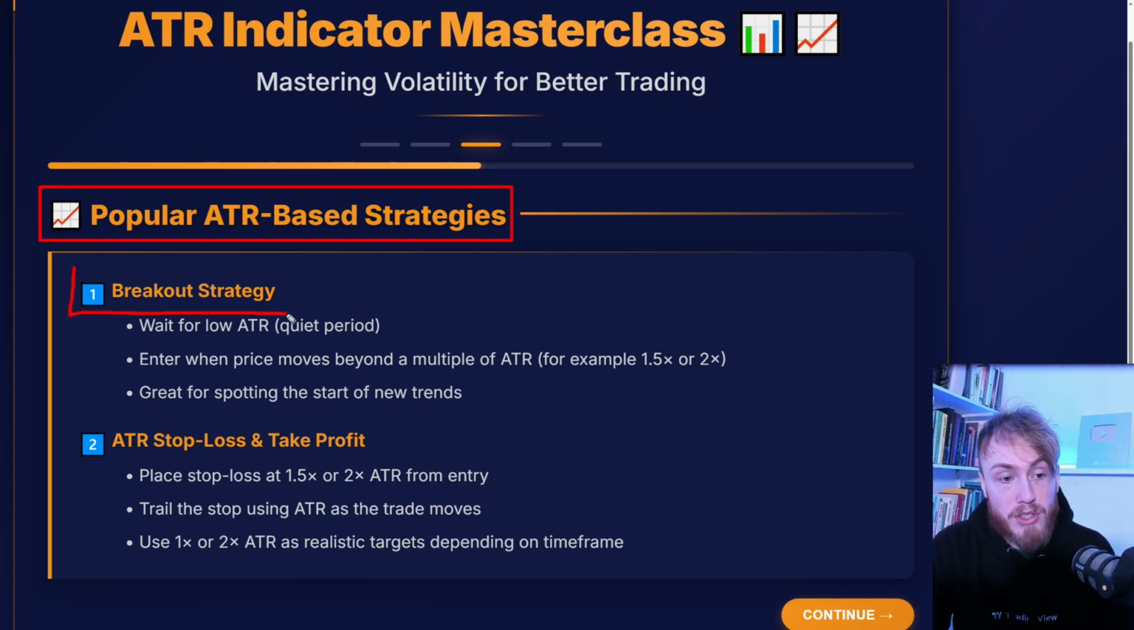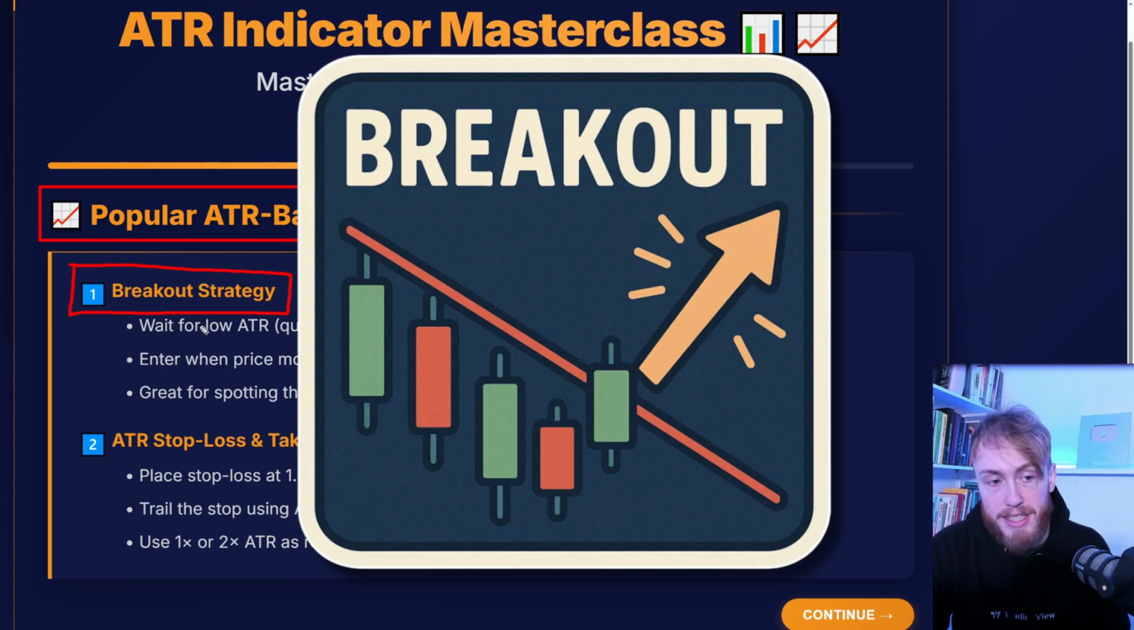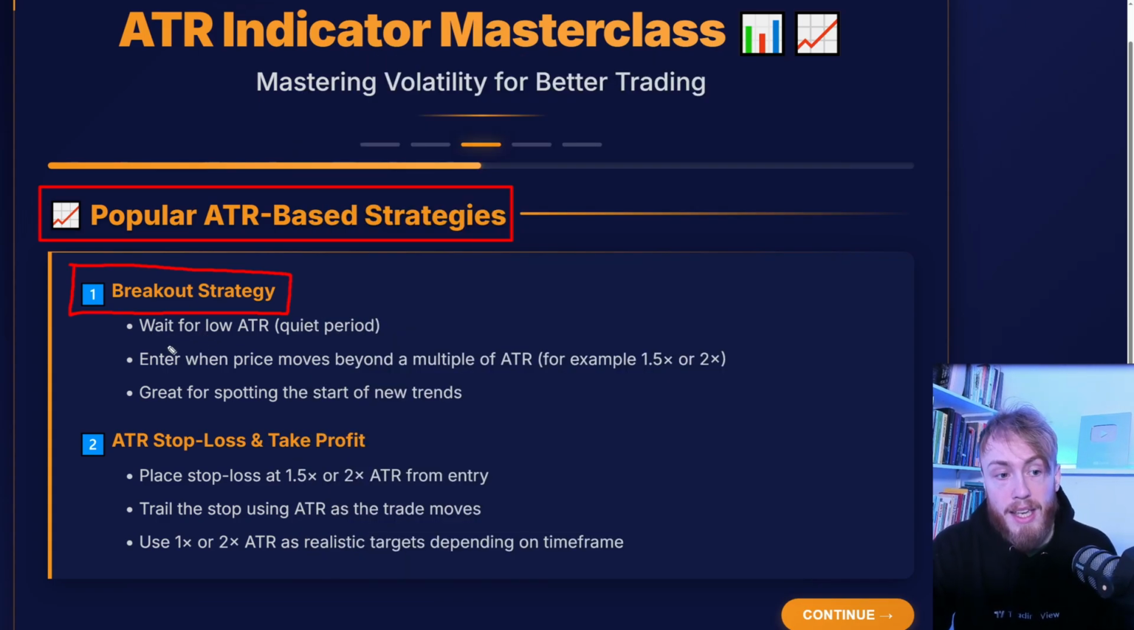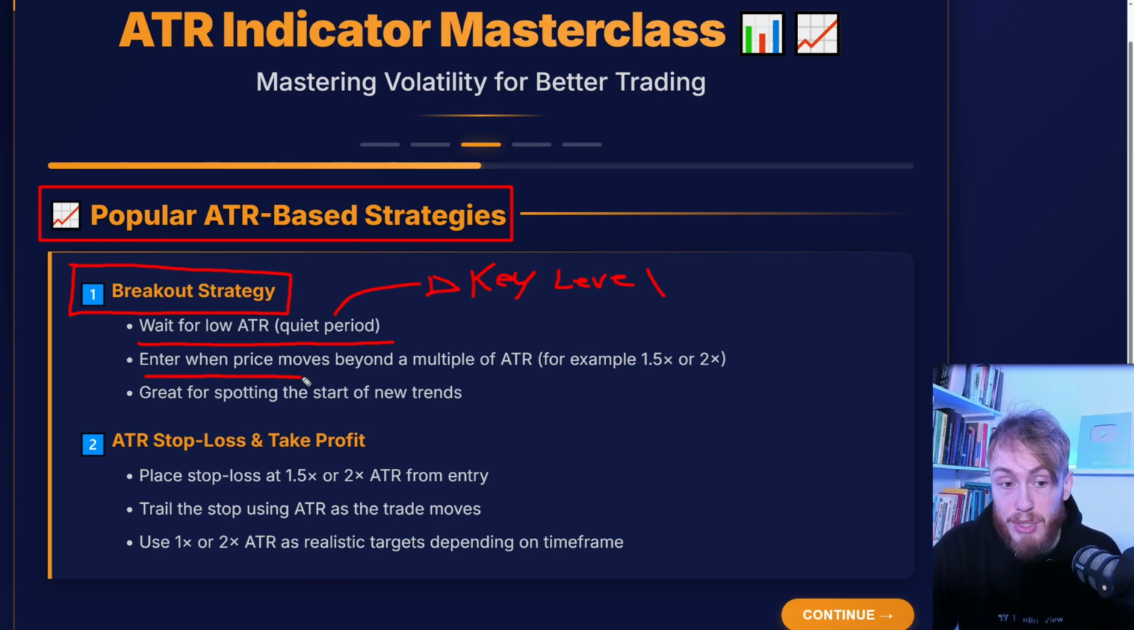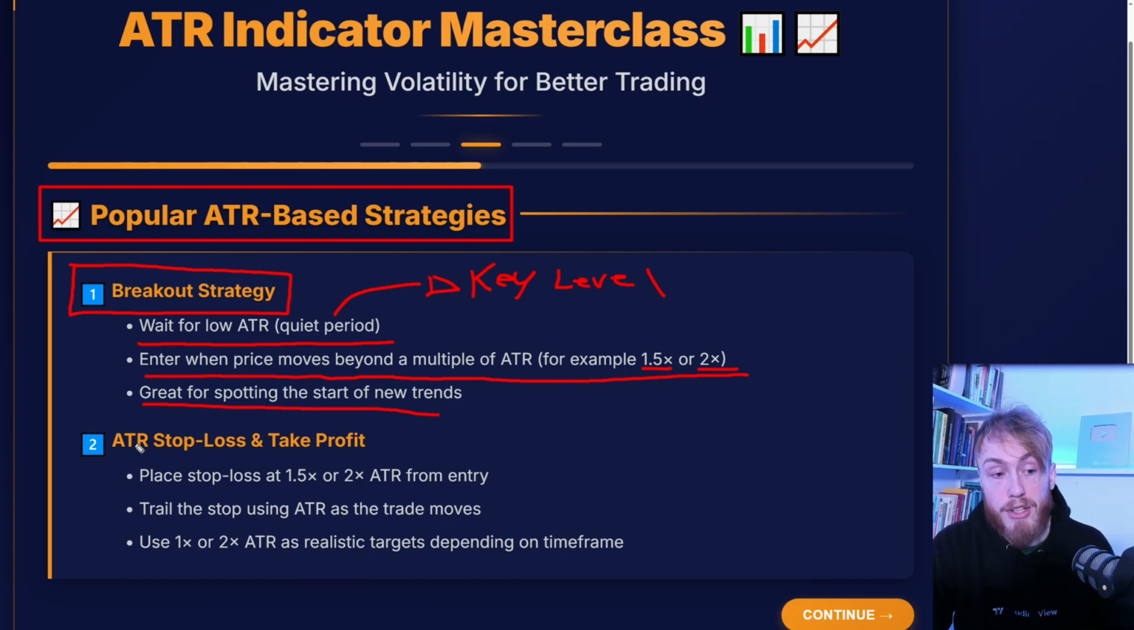So the first one I want to talk about is the breakout strategy, and this one can be very useful. This one is usually either waiting for a low ATR period or waiting for the ATR to break a key level. So you can use things like, for example, entering when price moves beyond a specific multiple of the ATR, such as 1.5 or 2x. And if this sounds complicated, don't worry, I will show you guys step by step very soon. And this can be great for spotting, for example, new trends.